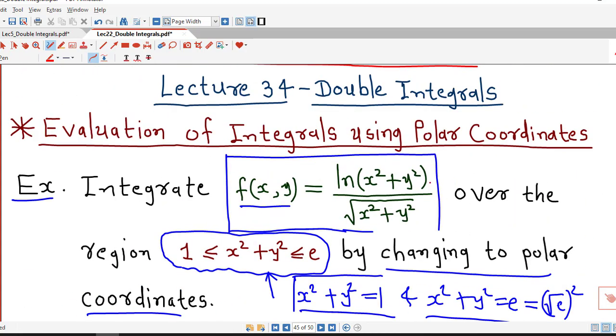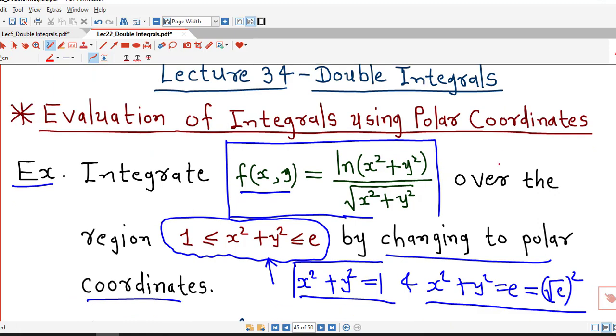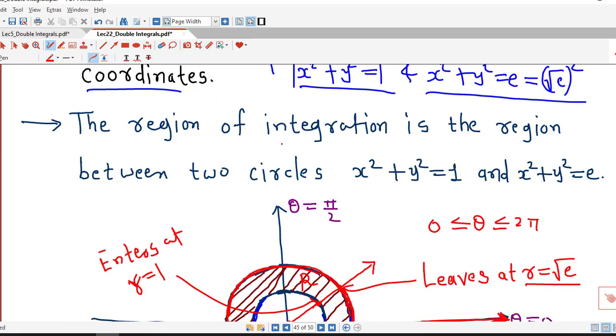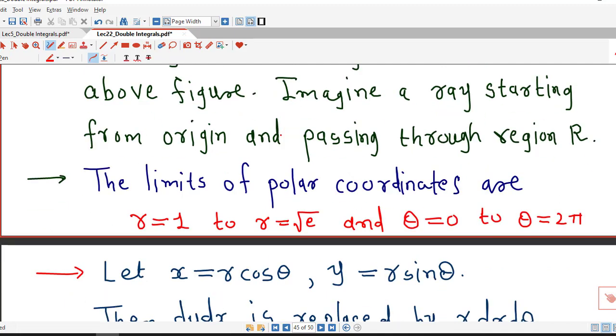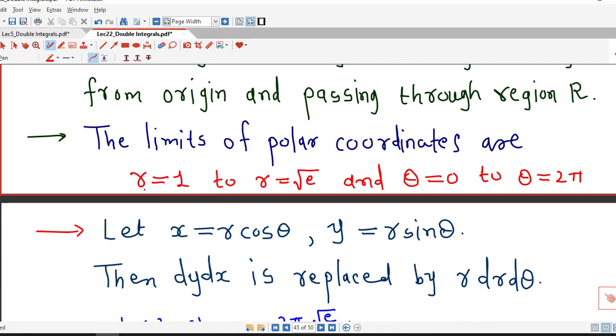And we will consider the substitution x equal to r cos theta, y equal to r sin theta to convert this function into polar form. Here we have written the limits of integration. R is from 1 to r equal to square root of e. Theta is from 0 to 2 pi.